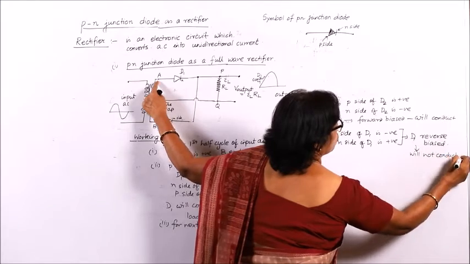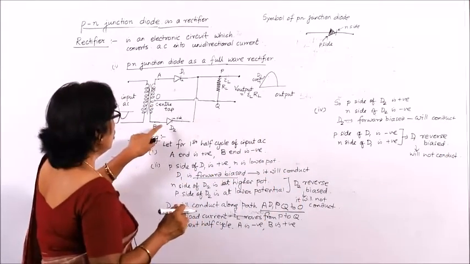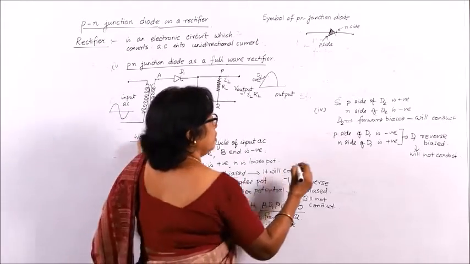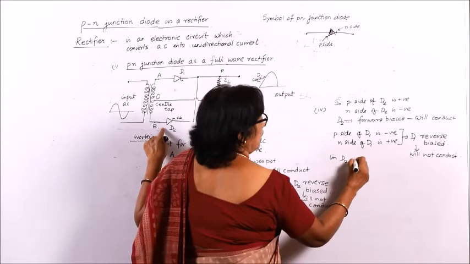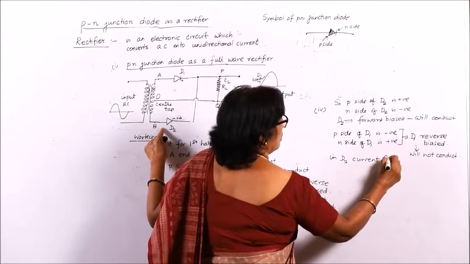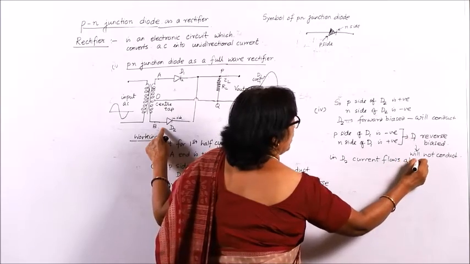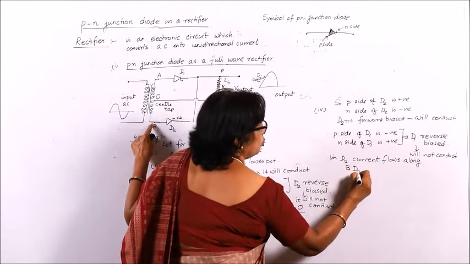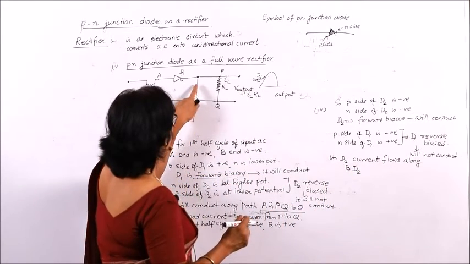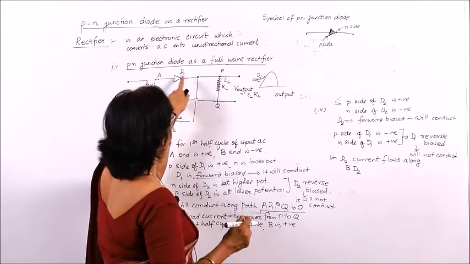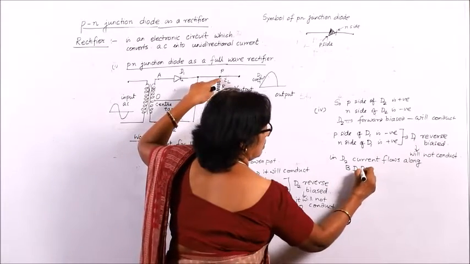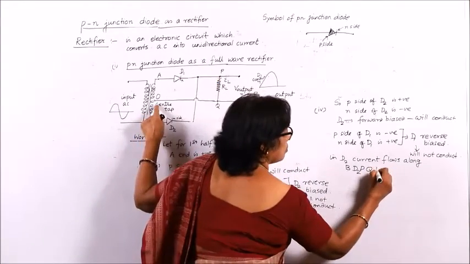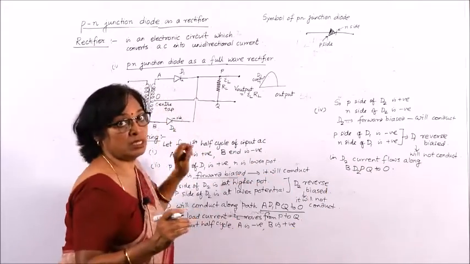So, current does not pass through D1, then D2 conducts. Conducts means in what direction will the current flow? In D2, current flows along the path from the higher potential side B, then through D2, then in this manner it goes here, it cannot go to the left side, it goes to P, then to Q, P to Q, back to O. So, it completes the circuit.